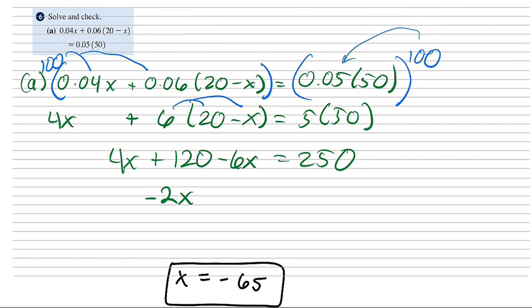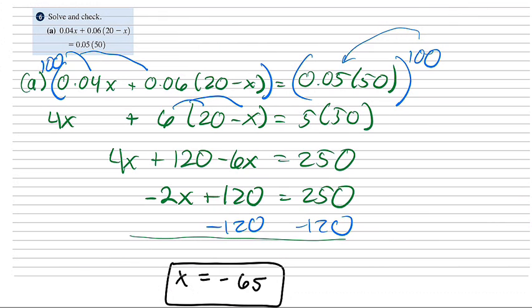It's going to be a negative 2x plus 120. Notice I'm lining up my equal signs and I bring it down each time, and then on the right we still have 250. So next we want to isolate our variable, so we will subtract the 120. And this gives us negative 2x equals, what was that, 130? Is that right? And so then when you divide by negative 2, we indeed get negative 65. And again, you just want to check in the original.